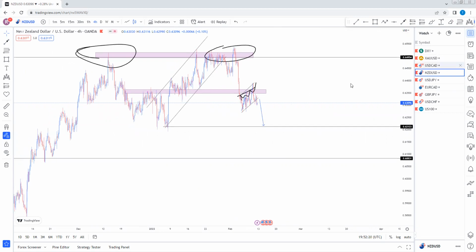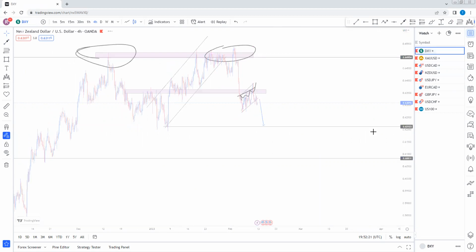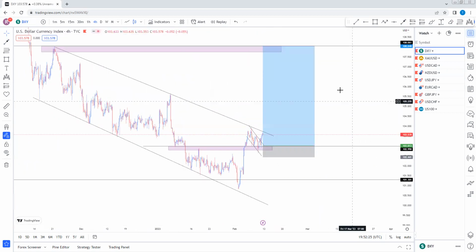Because of what the dollar index says, the dollar is gaining strength, you know.